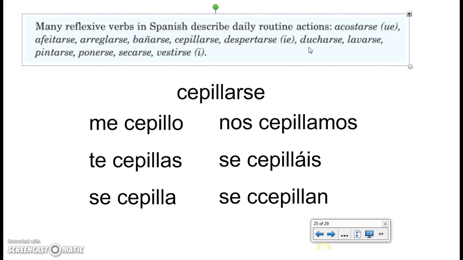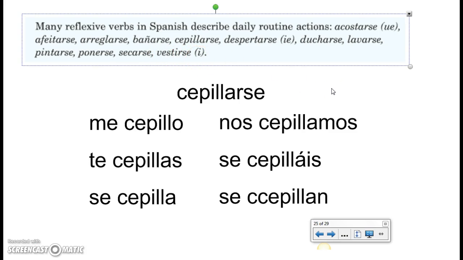Ducharse, to shower oneself. Lavarse, to wash oneself. Pintarse, to paint oneself, like your nails. Ponerse, to put on oneself, like clothing items. Secarse, to dry oneself, like your hair or your body. Y vestirse, to dress oneself. E stem changes to I.